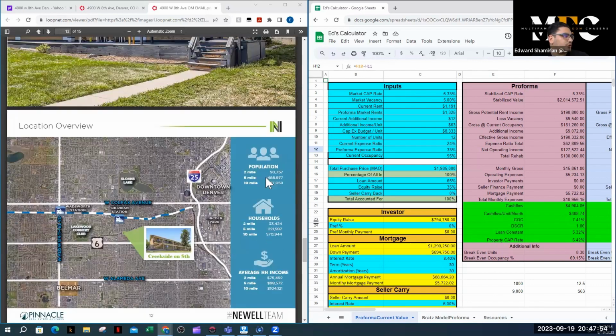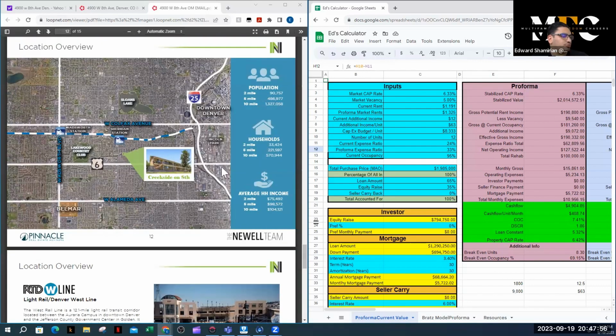And then another beautiful part of the OM, this is more ideal for people who don't know an area too well. Just an overview of the market.